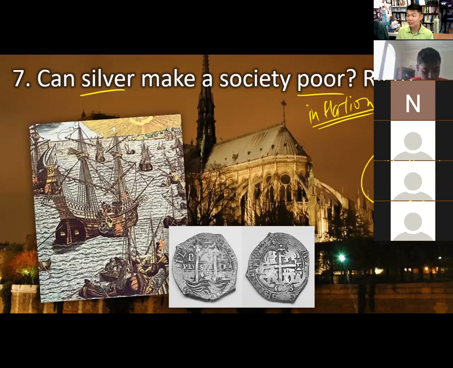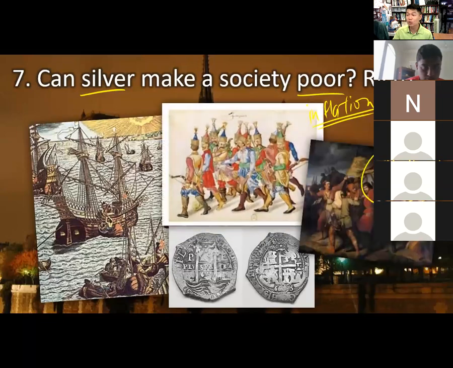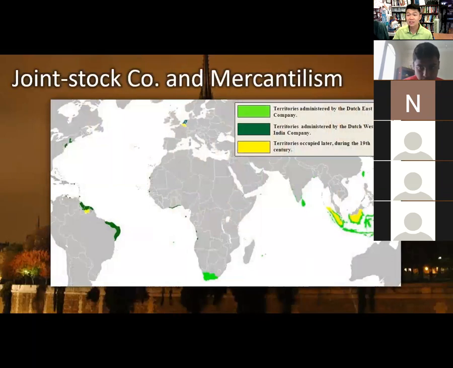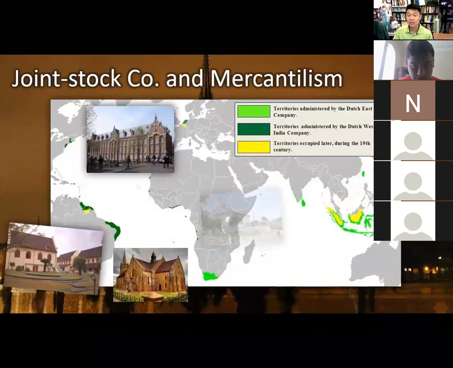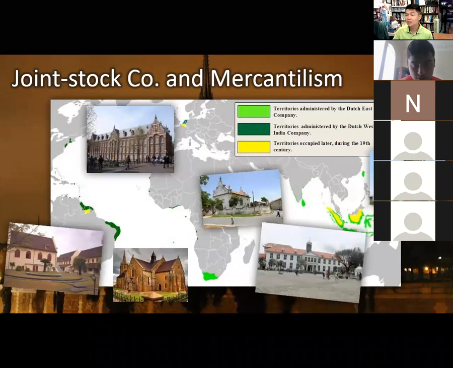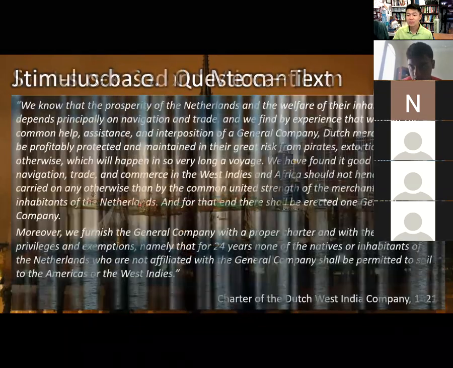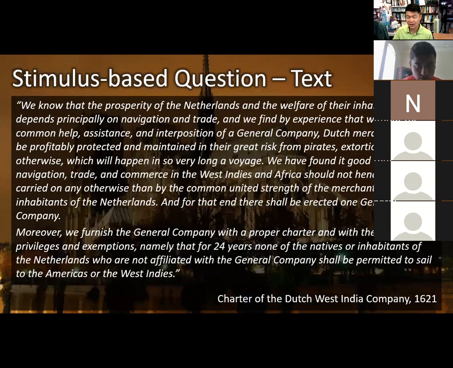Okay, fantastic. Let's go to the next set, which is a set of stimulus-based multiple choice questions. Joint stock company, mercantilism. We'll come back to that. This is supposed to be the slide afterwards. Okay, so you guys have this particular text. You get a text like this.